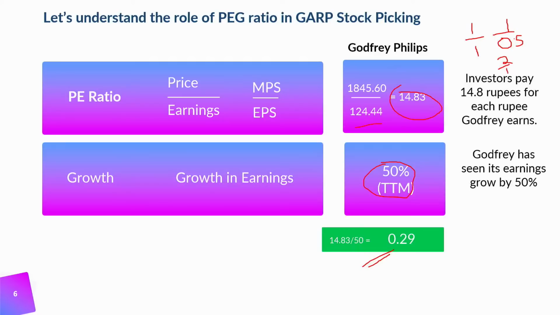So as long as this division, which is your PEG ratio, is less than 1, that's when Peter Lynch identified a GARP stock.